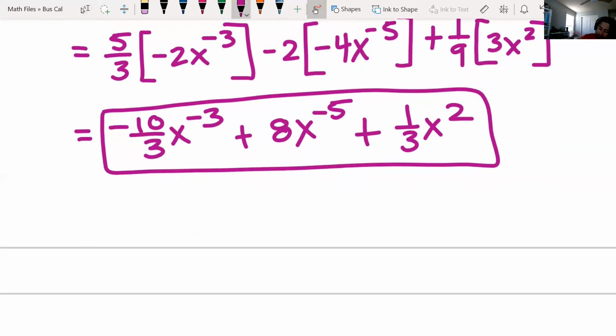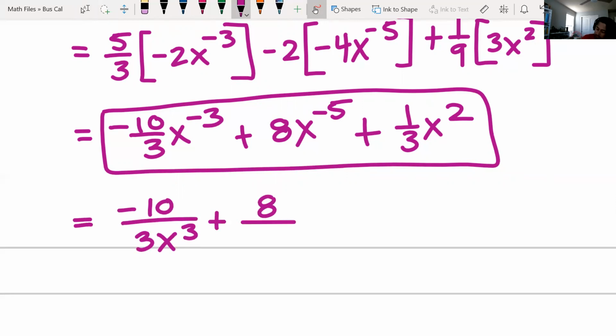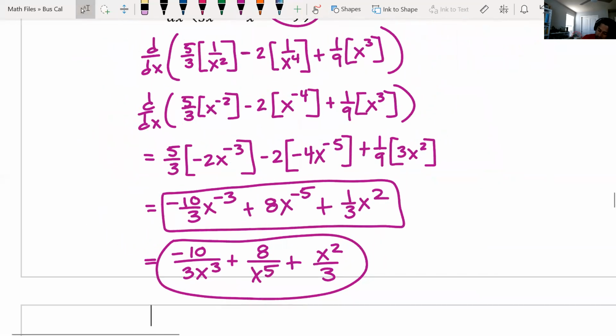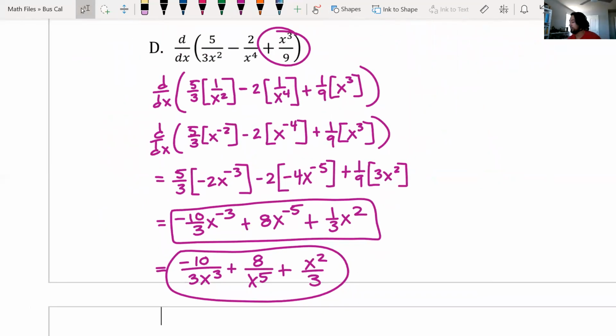Now, if it did ask you to rewrite this, you could have this as negative 10 over 3x cubed plus 8 over x to the 5th plus, and this would be x squared over 3. All right. Any questions on that one?